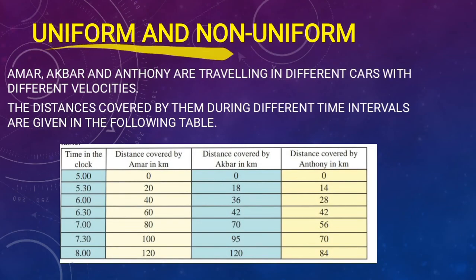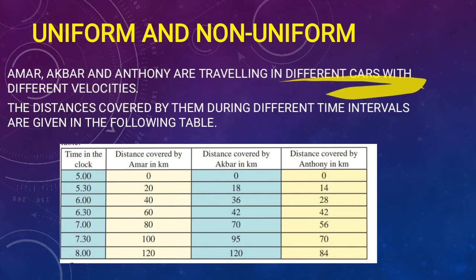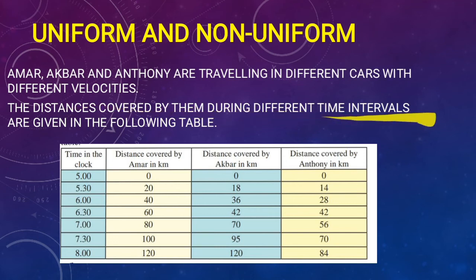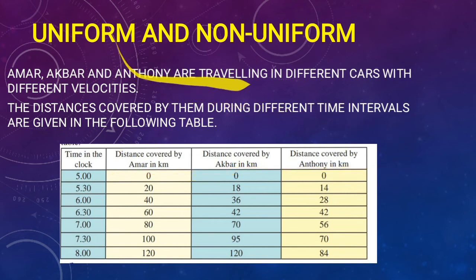The example given in your textbook about uniform and non-uniform motion: Amar, Akbar and Anthony are traveling in different cars with different velocities. The distances covered by them during the time intervals are given in the following table. The question is, among Amar, Akbar and Anthony, which of them is traveling with uniform speed and which of them is traveling with non-uniform speed? Let's figure this out by first finding the time. As you can see, the time interval is from 5 to 5:30 to 6:30.